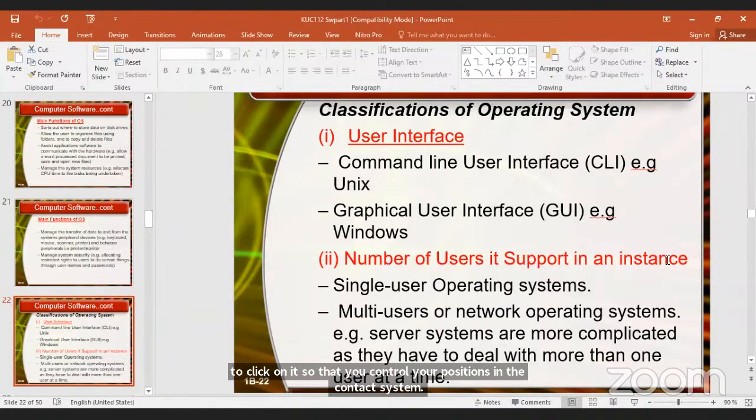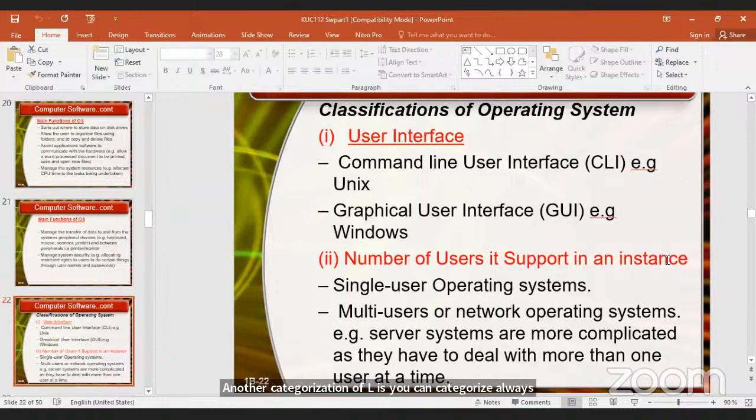Another categorization of the OS, you can categorize OS depending on the number of users it supports in an instance. How many users can operate a computer at once?